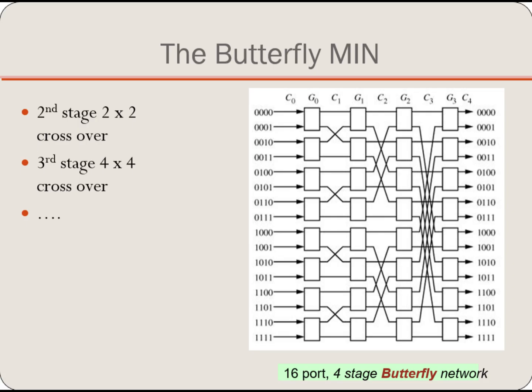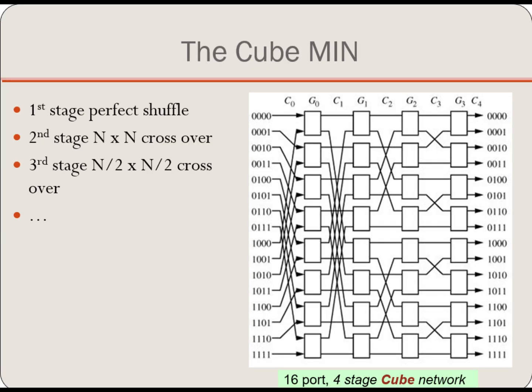Here's another example called cube. The first stage is a perfect shuffle, and then you use crossover. The crossover goes from big to small. The second stage is n by n, and then n over 2 by n over 2, reducing by half for each stage, and so on. This one we call the cube network.